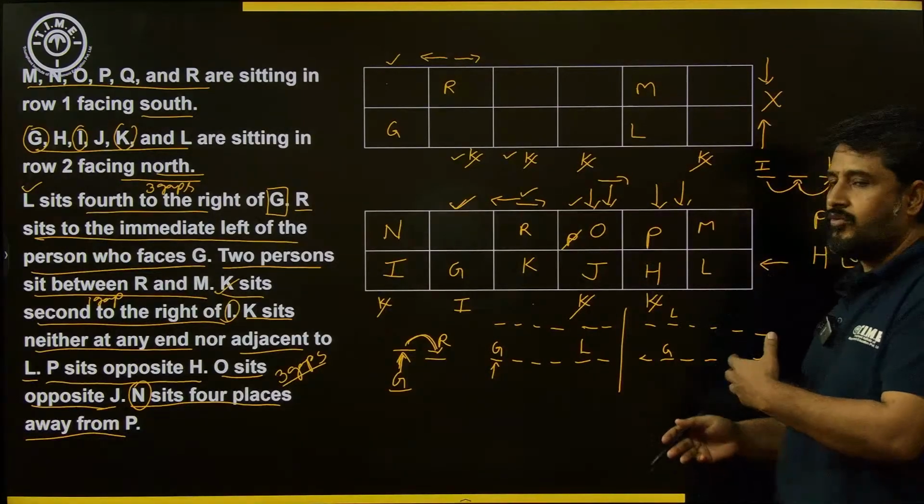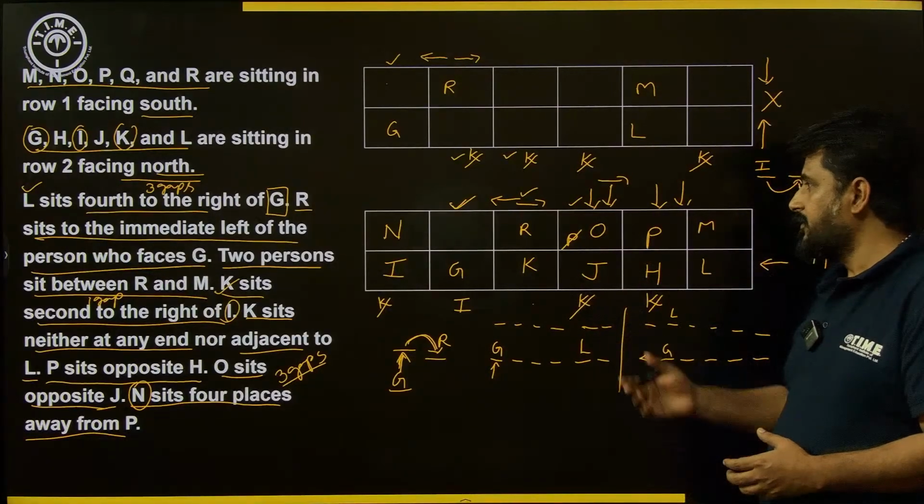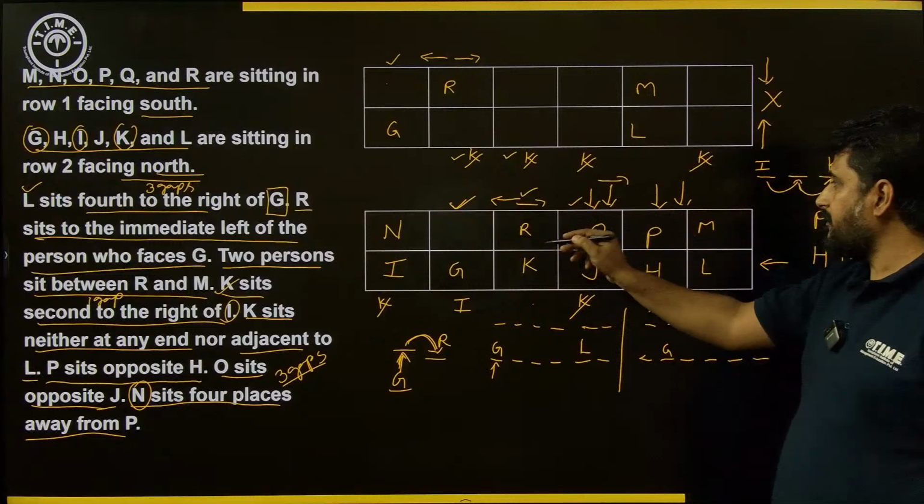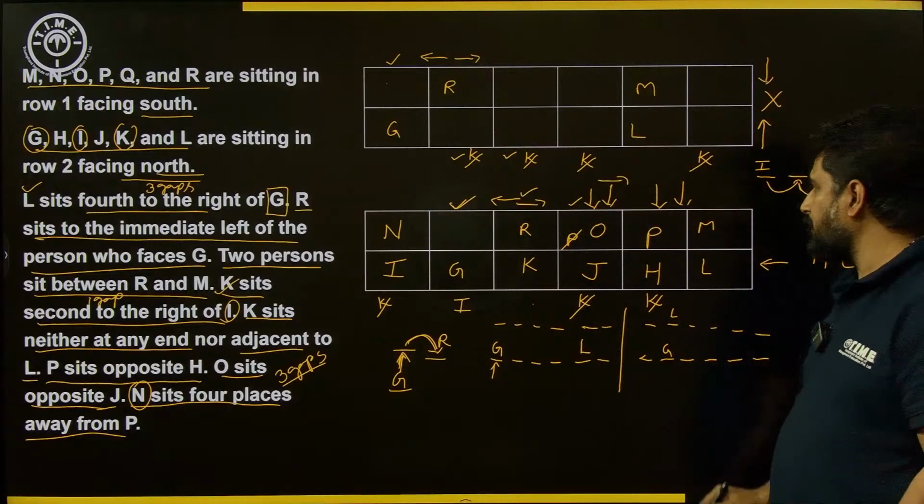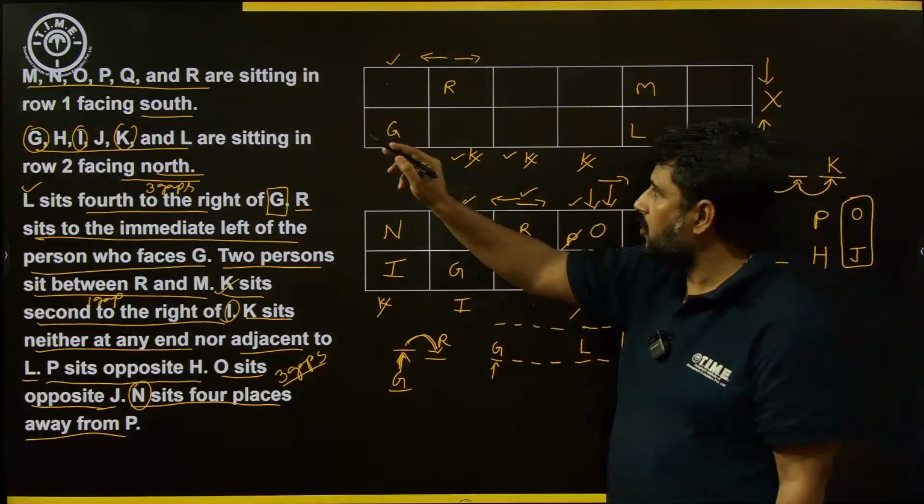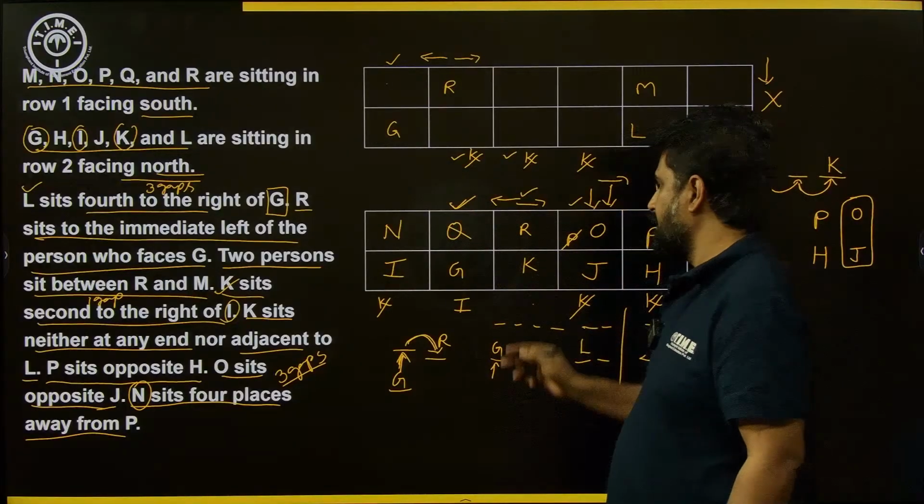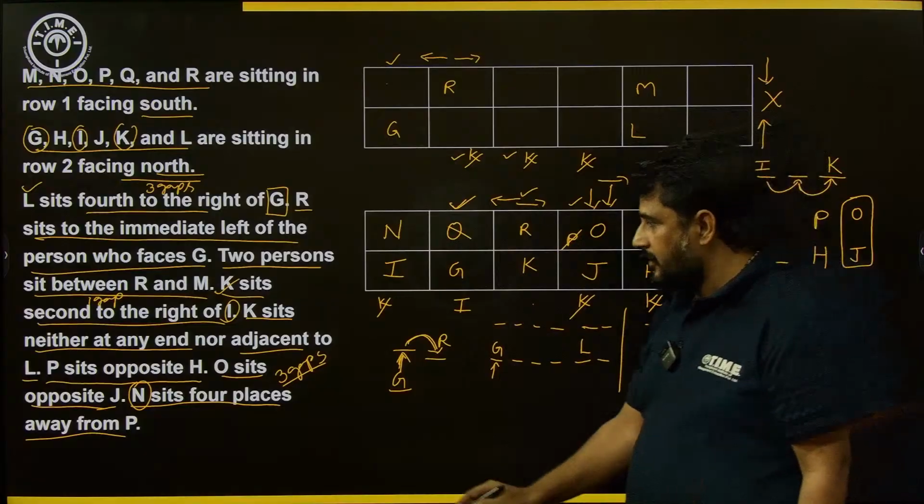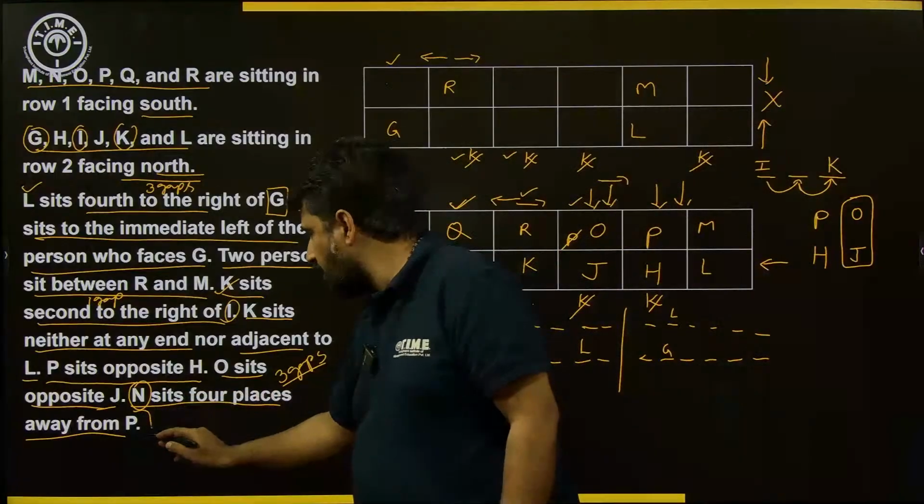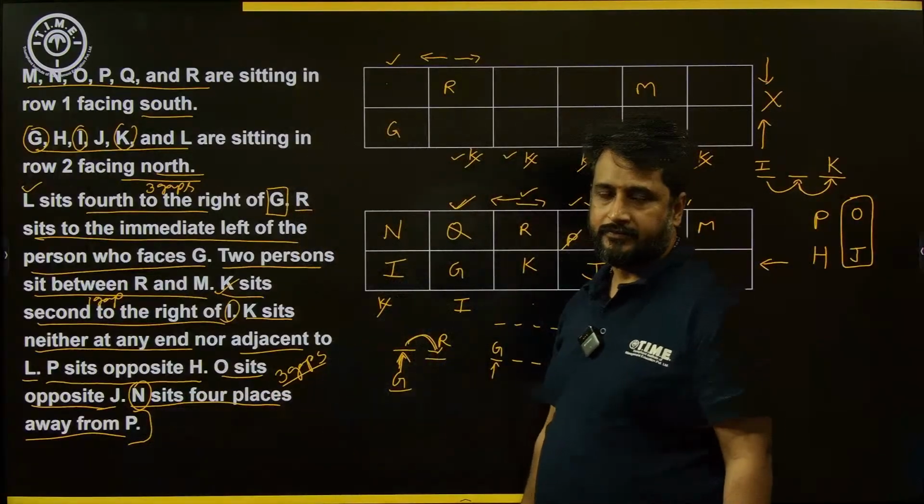It means the persons who are facing north, we are able to fix. Row 1, except one person, we fixed everyone. So who is that person? M, N, O, P, Q is missing. So Q comes here. So this is our final arrangement. Again, when we reach the last clue, we got our final arrangement.